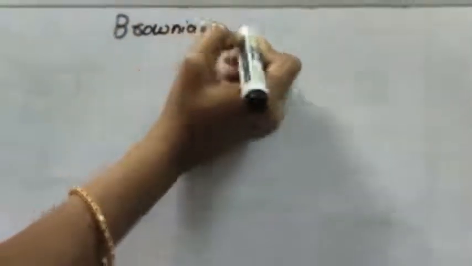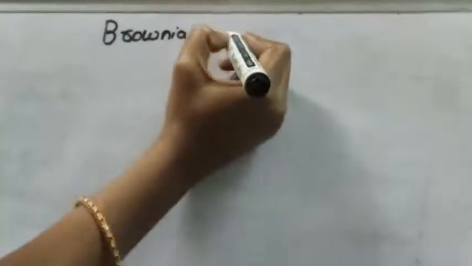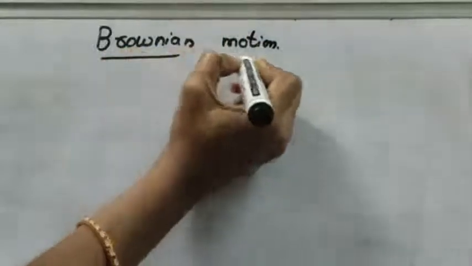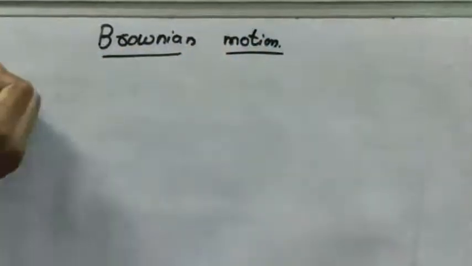Good morning, students. In the previous lecture, we covered Brownian motion, and we have solved up to equation 8. We are in Brownian motion, or you can call it Brownian movement also. In this topic, we have covered up to equation 8.